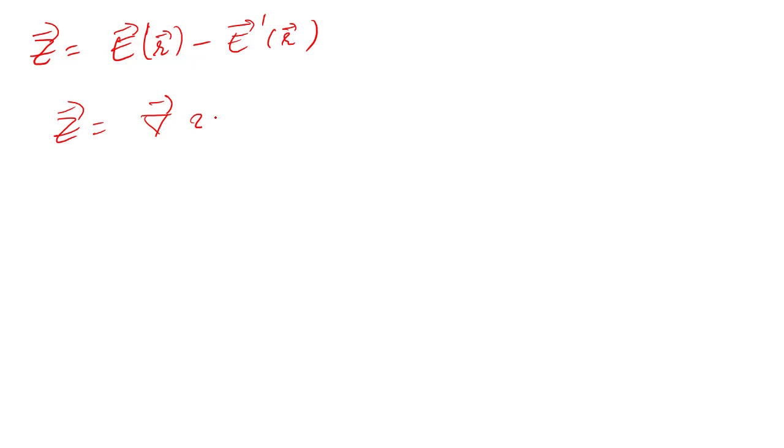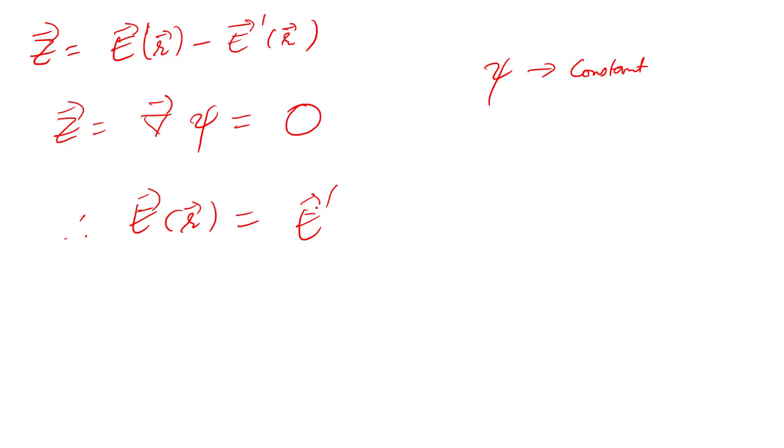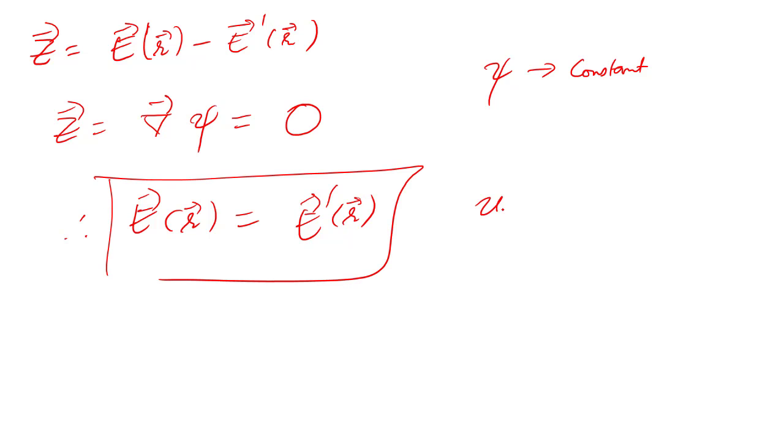And going back, we started with z being the difference between E of r minus E prime of r. And we saw that z is equal to grad psi. And we showed that psi should be a constant from the properties of harmonic functions for this specific case. So then z is equal to 0 because psi is a constant. Therefore, E of r is necessarily equal to E prime of r. That means the solution is unique.